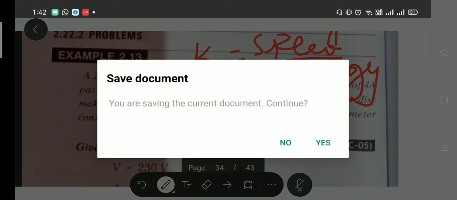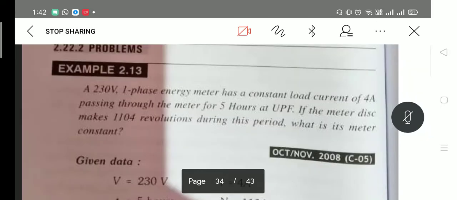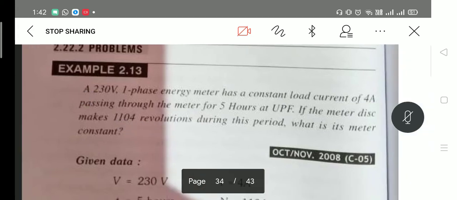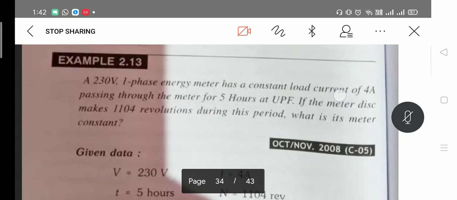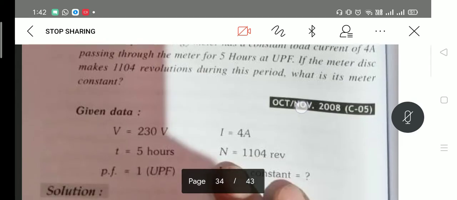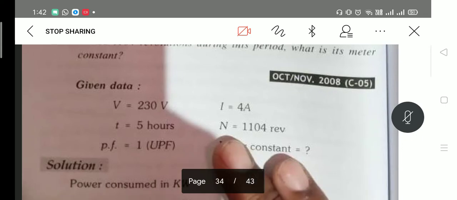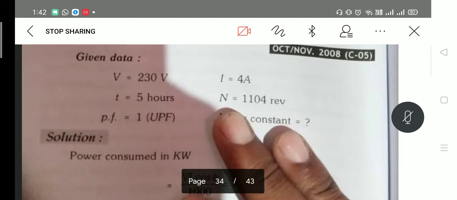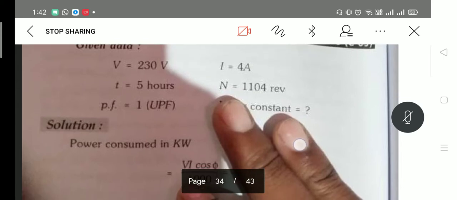First we take all the data. Voltage 230 volts is given, current I is 4 amps, time t is equal to 5 hours, and number of revolutions n is 1104. Power factor is also given, unity power factor. Unity power factor means cos phi is equal to 1.